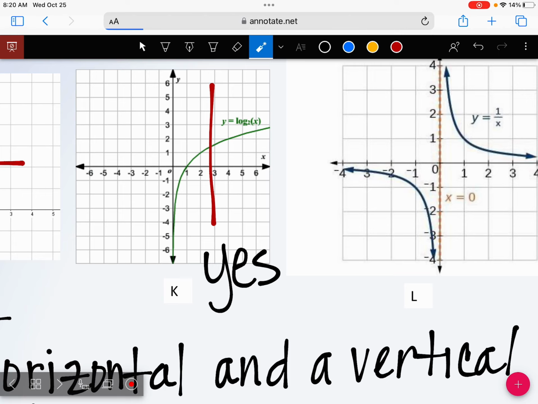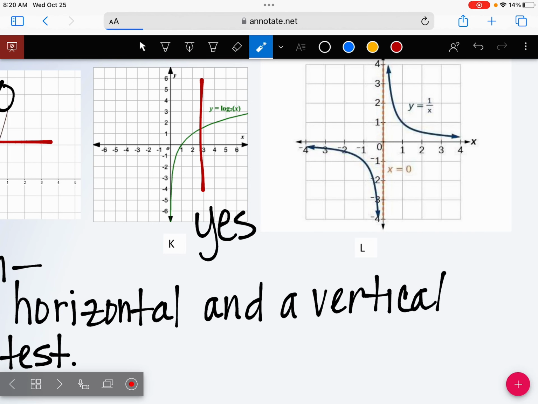And then our graph L is also one-to-one. If I draw a horizontal line, it crosses the graph only one time. There is a horizontal asymptote, as we all know, because we just did our test over it, but it does not cross through. If I draw a horizontal line, it's not going to cross more than once. And if I draw a vertical line, it doesn't cross more than once. So this is also a yes.